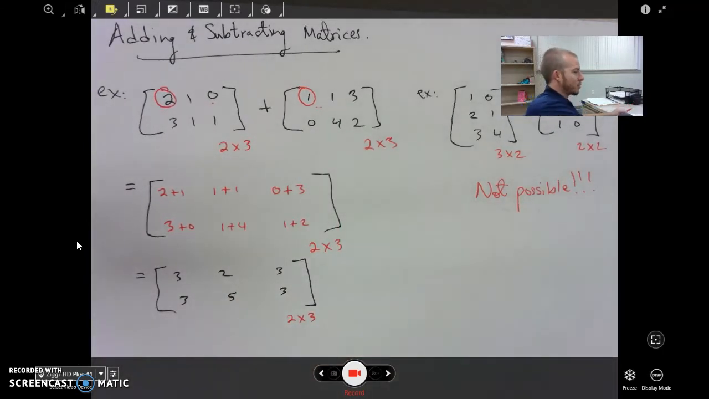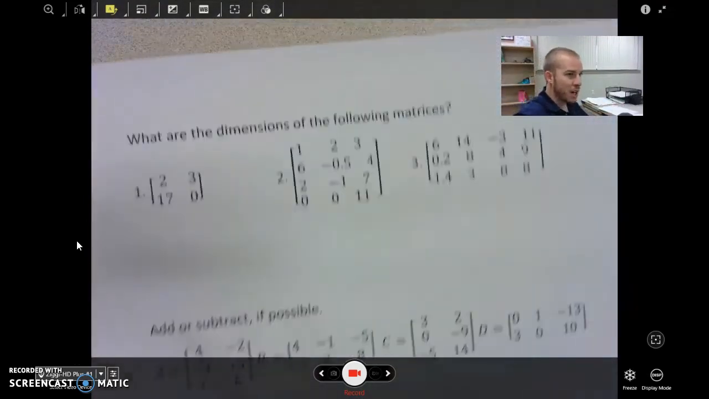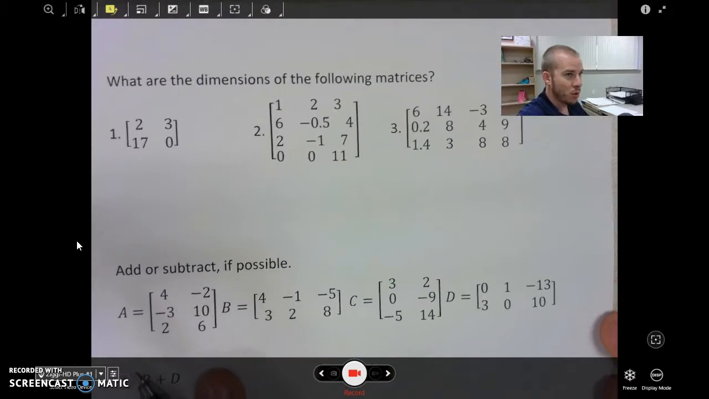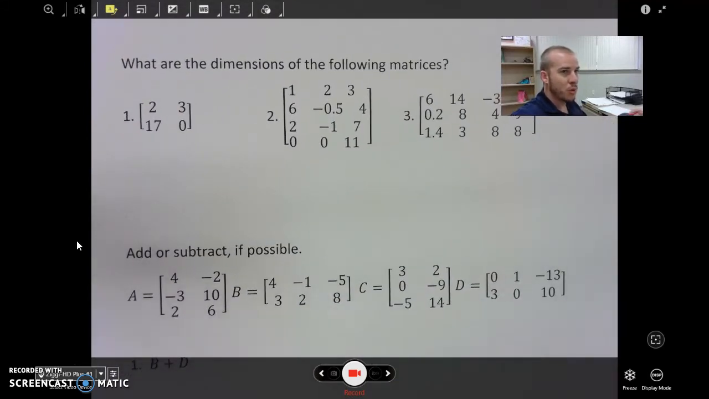So let's do a couple examples, and I want you guys to do these right now. Check out these right here, problems 1 through 3. I want you to pause the video and answer the question: what are the dimensions of the following matrices? Go.